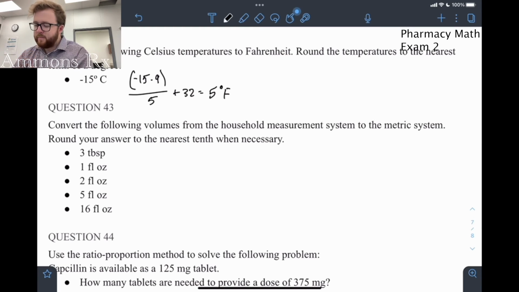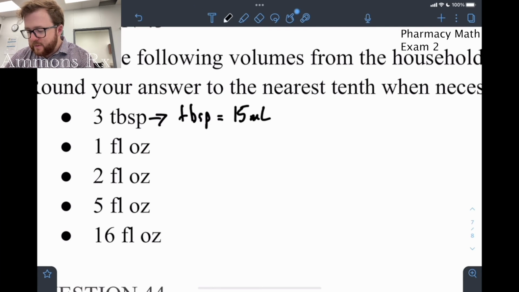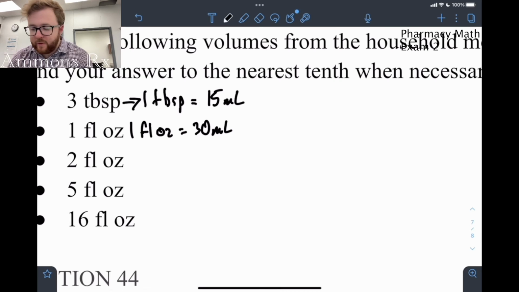Convert the following volumes from household to metric. Okay, so I know on this one it doesn't really say what unit you need to convert it to. I'm going to convert everything into milliliters. The relationship between tablespoon and mils is there are 15 mils in 1 tablespoon. Ounces: 1 fluid ounce is equal to 30 mils. Okay, that is all the relationships that I need to solve all these problems.